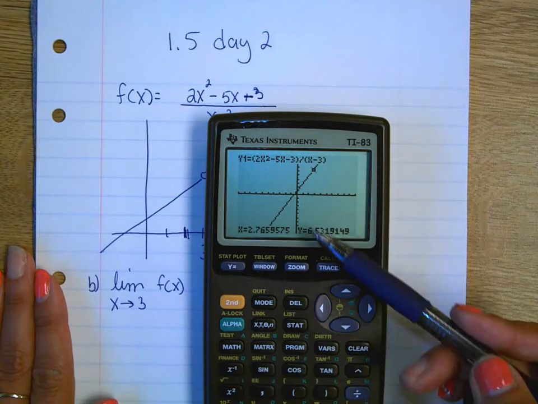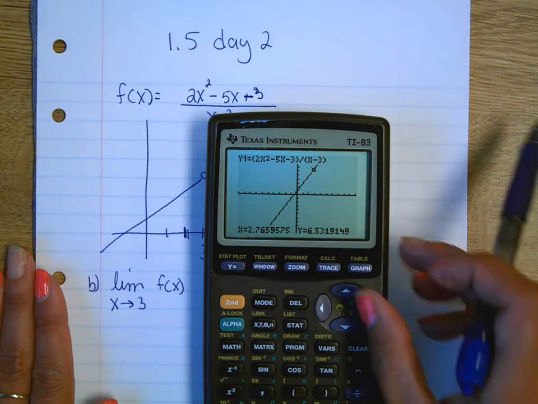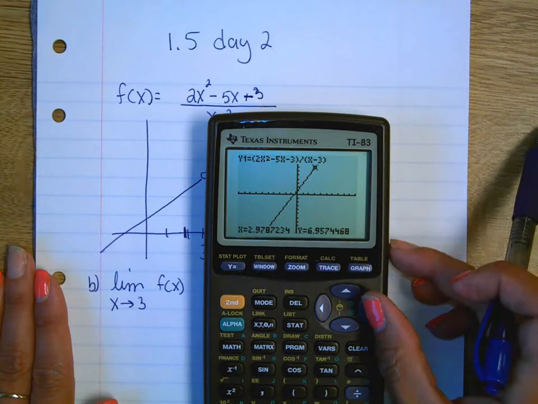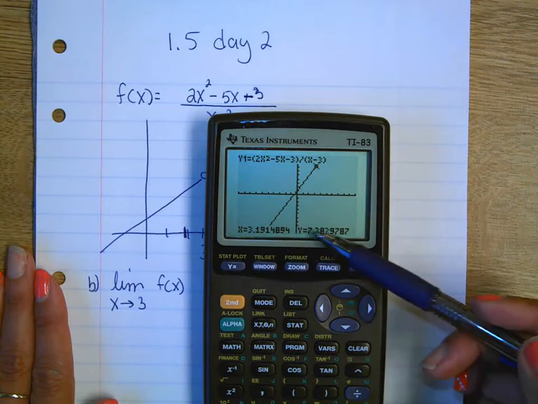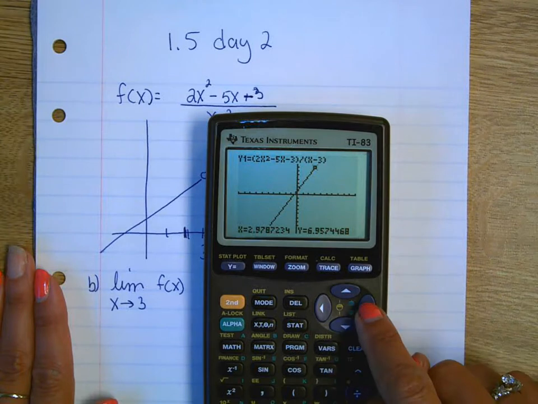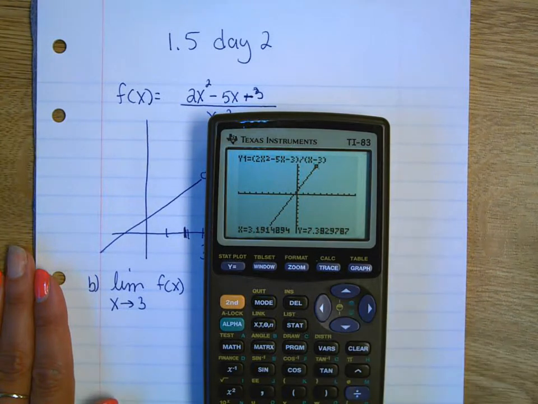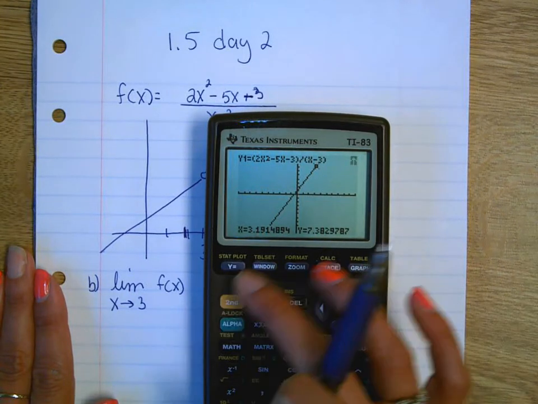But if I just use my arrows left and right, at 2.7, I'm at about 6.5. At 2.9, I'm at 6.9. So I'm getting close to 3. Now I jumped over the 3, I'm at 7.3. When I go back, I'm at 6.9. I wonder what y value I'm jumping over here. I'll bet it's 7. So we should be able to come up with 7. Or you can look at the table too.